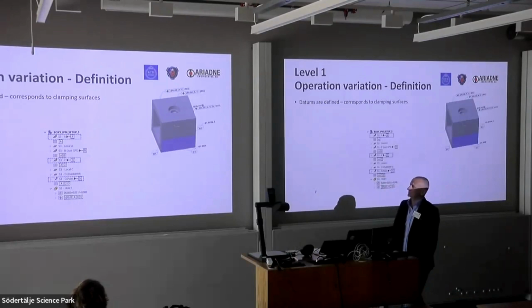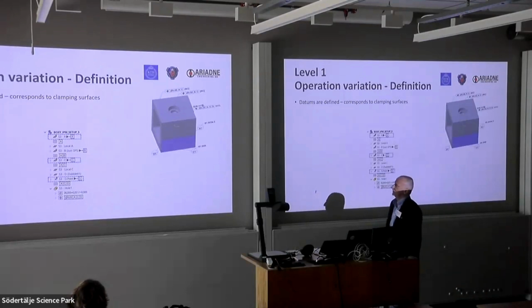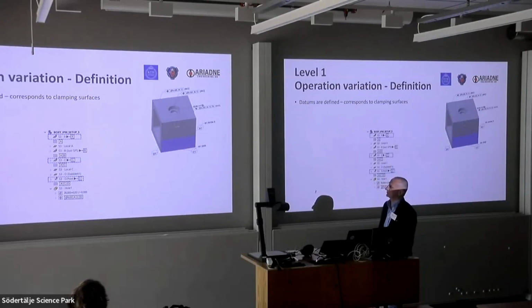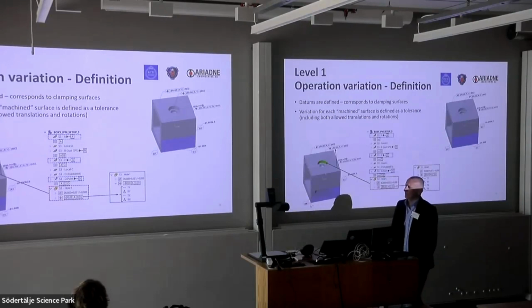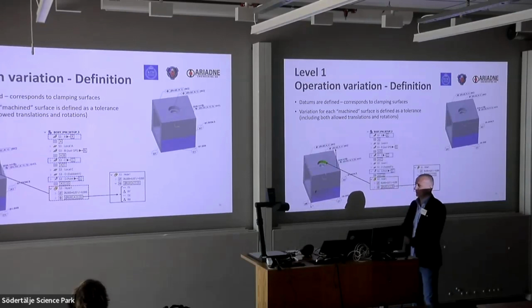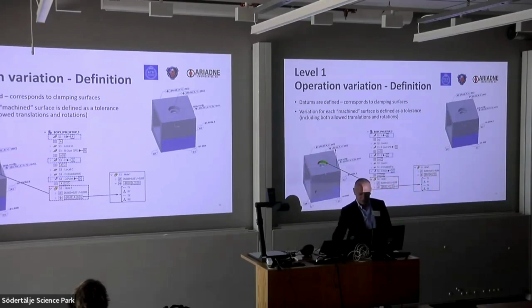So operational level, you see how it is defined here. We have our ABC reference system, datum systems, and we define tolerances in relationship to the datum system. And as an example, the position of the upper hole will be broken down to translational degrees of freedom or rotational degrees of freedom, and we can get it into the system and analyze it.